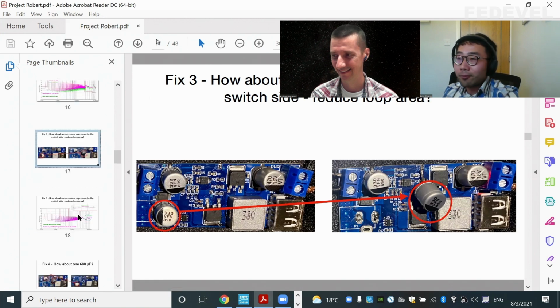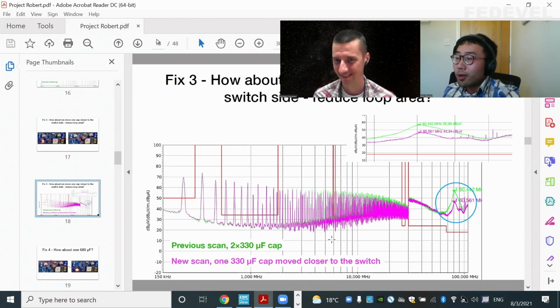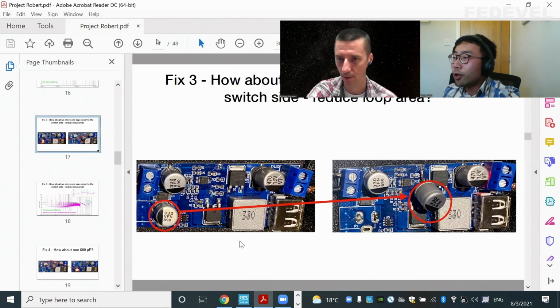Okay. And let's have a look. In this case, the green trace is the previous result, two 330 microfarad capacitors. The new trace is with one 330 microfarad capacitor, but moved closer to the switch. But isn't there also another one? If you go up, then you still have two capacitors, no? No, I just moved this one to this one. So okay, there are still two 330, just one is closer.